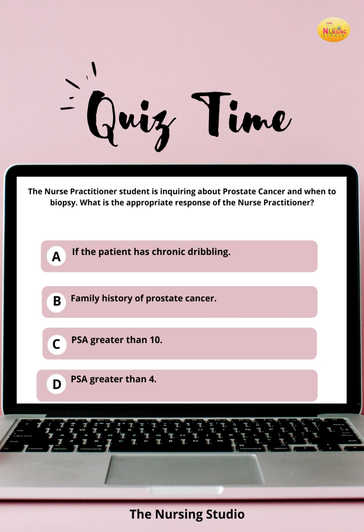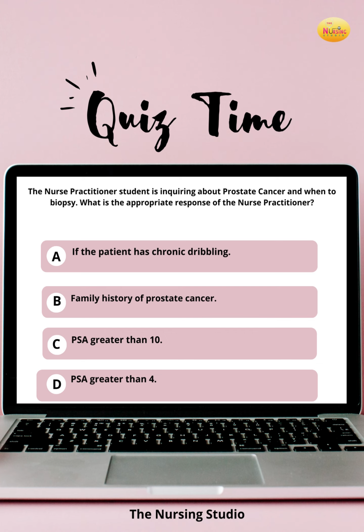All right, so the stem of the question states, what is the appropriate response to the nurse practitioner? So the NP student was asking about prostate cancer and when to do a biopsy. So which one is the correct answer from the nurse practitioner? Is it that the patient has a chronic history of dribbling? No, that doesn't warrant biopsy. They may have BPH, or other prostatic issues, but it doesn't warrant a biopsy, not solely off of the dribbling.